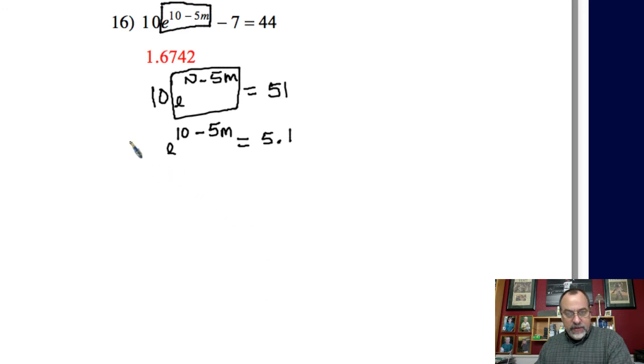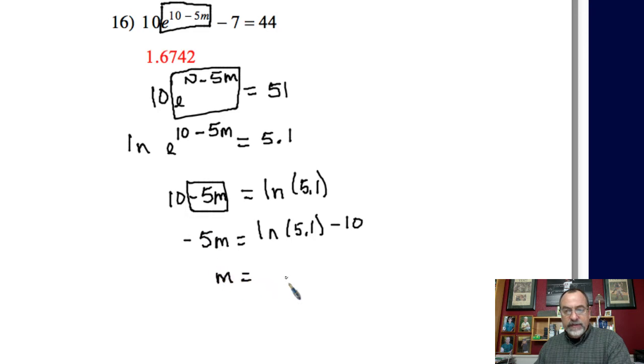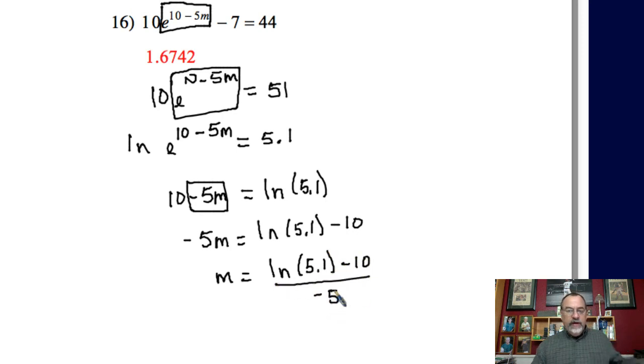And then again, I take the natural log of both sides, and that's going to simplify to 10 minus 5m when I take the natural log of this side. But again, I have to take the natural log of this side. And now here is my term that I'm isolating. So I'm going to subtract 10 from both sides. So that's the natural log of 5.1 minus 10. And then I'm going to divide by negative 5. So m is equal to the natural log of 5.1 minus 10, divided by negative 5.